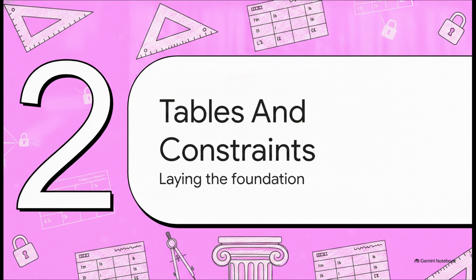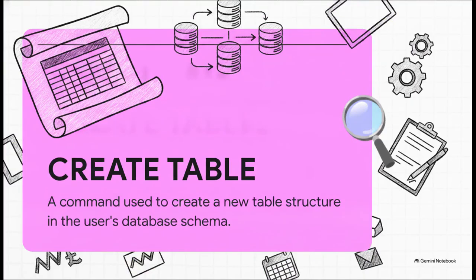Section 2. Creating tables and constraints, laying the foundation. This is where we act as true architects. We begin with the create table command. This is a fundamental data definition language command. Before you can store a single piece of data, you absolutely must use this command to create the blueprint that defines exactly where and how your data will live. You're going to specify the table name, the column names, and the specific data types for each column, basically telling the database whether a column is going to hold text, dates, or numbers.